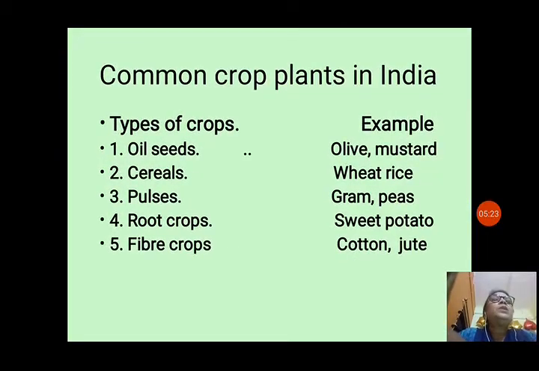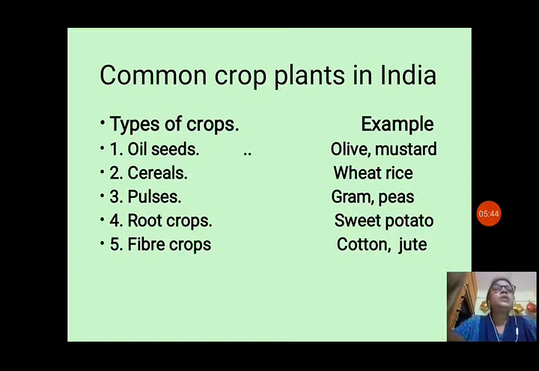Common crop plants in India. The types of crops and examples are given here. First we will see oil seeds, that means seeds that provide us oil. Let us see olive and mustard. We commonly use mustard oil in our homes for cooking food and for various other purposes also.